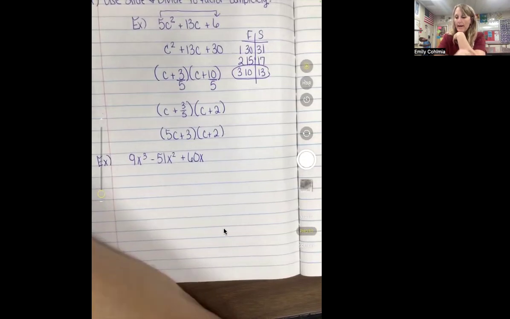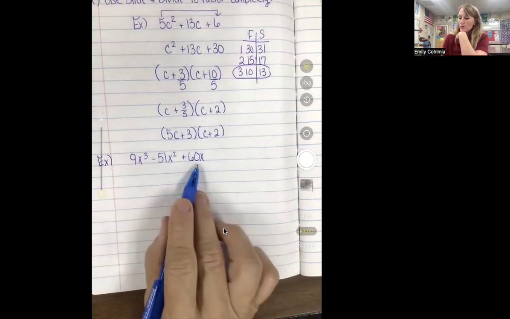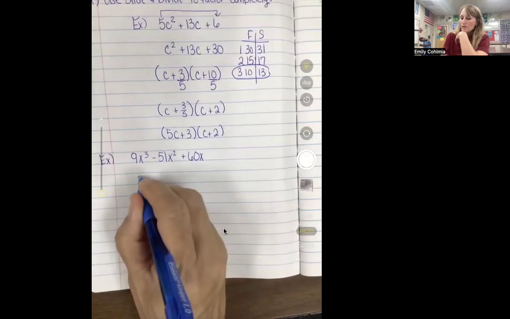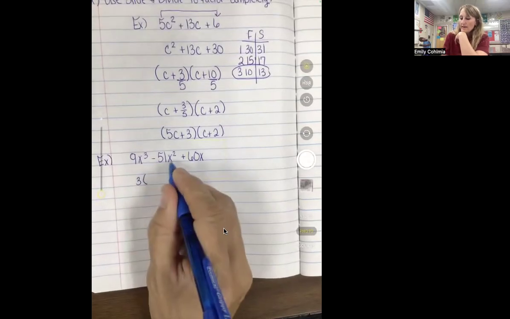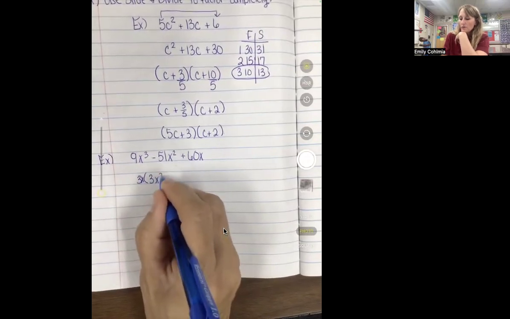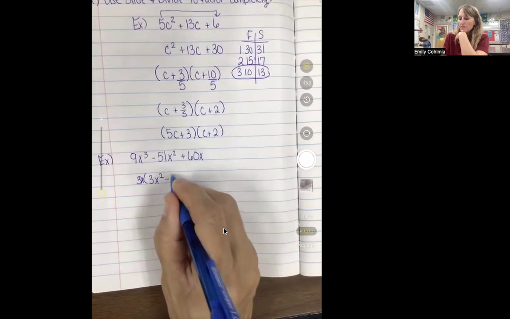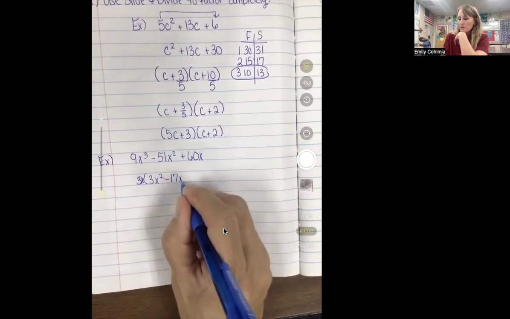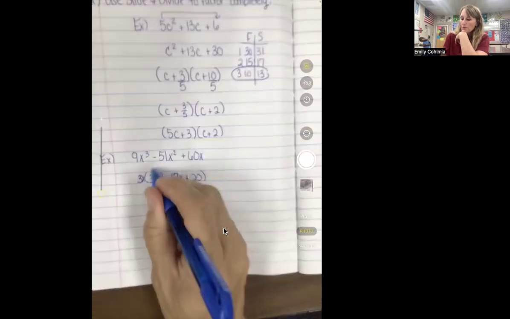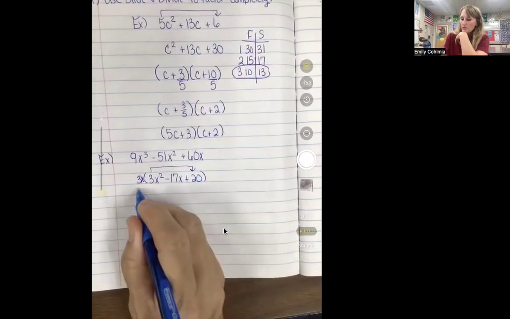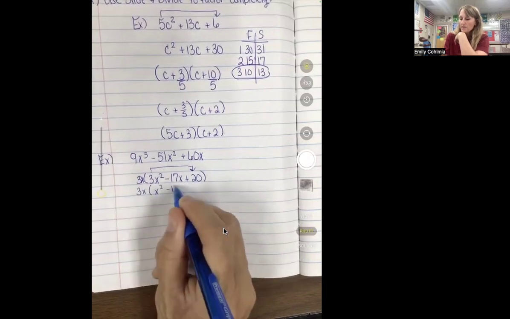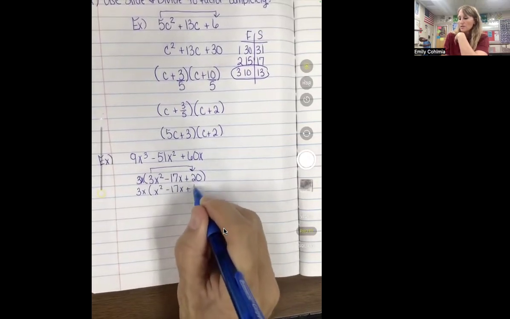Okay, welcome back. The first thing we're going to do here is factor out a GCF. We do have a GCF of 3, so we can take a 3 out of all of them. And we also have x's in every one, so we're going to take a 3x out. So that gives us 3x squared left over minus 17x plus 20. So from here, we're going to slide and divide. So we're going to slide. There's our 3x in front. We now have x squared minus 17x plus 60.